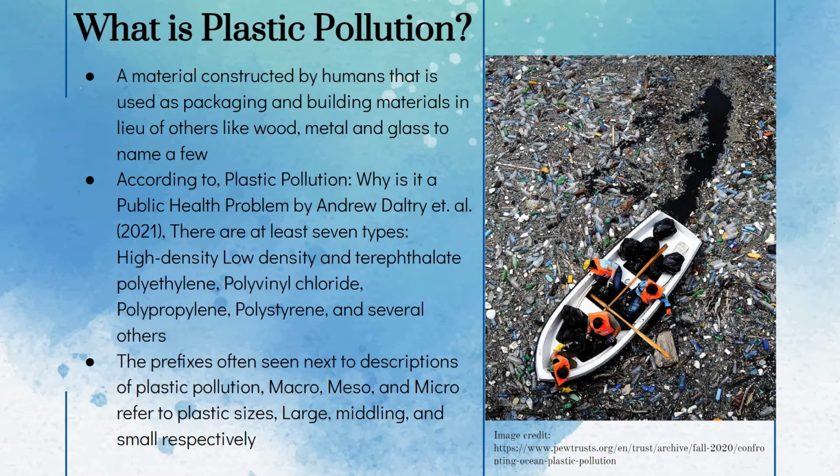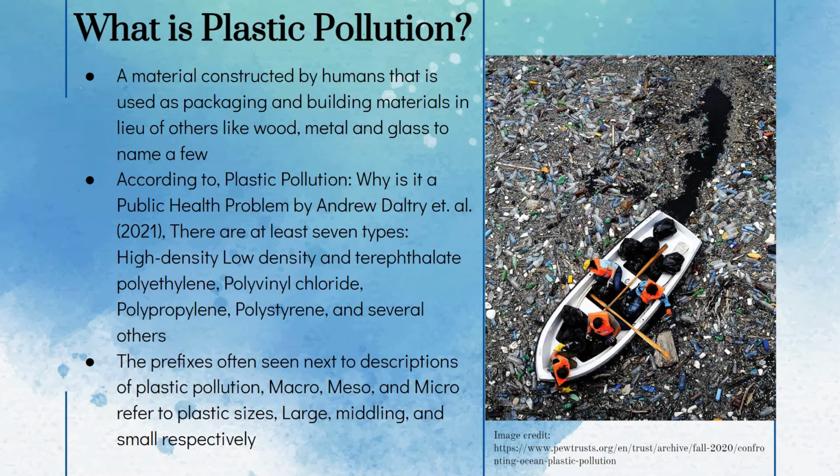What is plastic pollution? Plastic pollution is the accumulation of plastic in our ecosystems, and according to Martin C.M. Bletler's article, Plastic Pollution in Freshwater Ecosystems, Macro, Meso, and Microplastic Debris in the Floodplain Lake from 2017, plastic pollution is classified by UNEP as a crucial environmental issue alongside climate change. Plastic itself is a material constructed by humans that is used as packaging and building materials in lieu of others like wood, metal, and glass, to name a few.